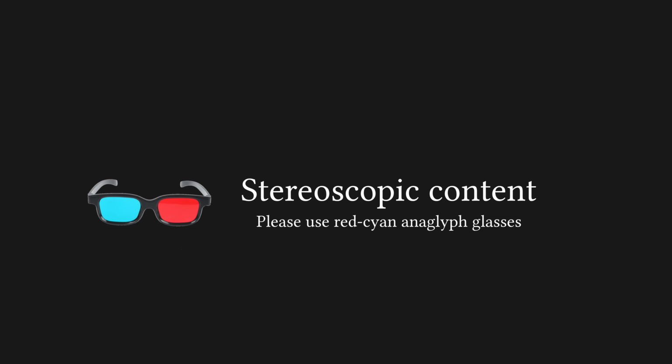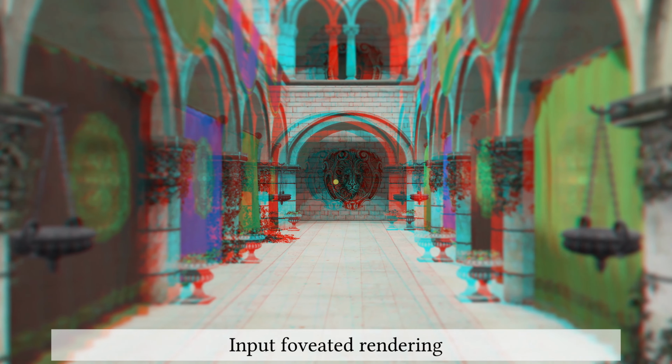Our technique can also be applied to stereoscopic content by warping the noise generated for one eye according to the disparity map. Here, we show one sequence using the red cyan anaglyph colors.